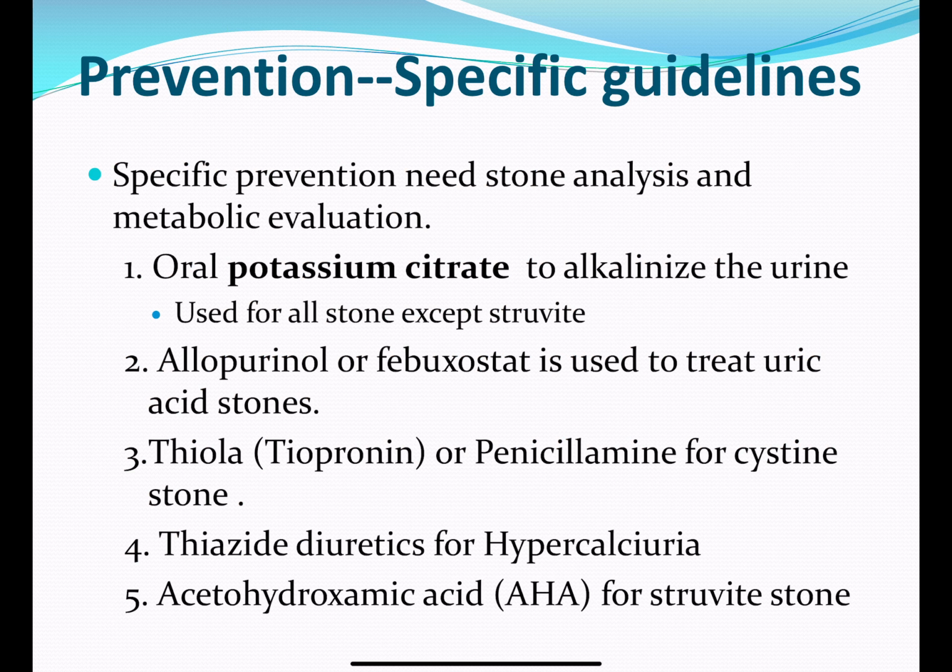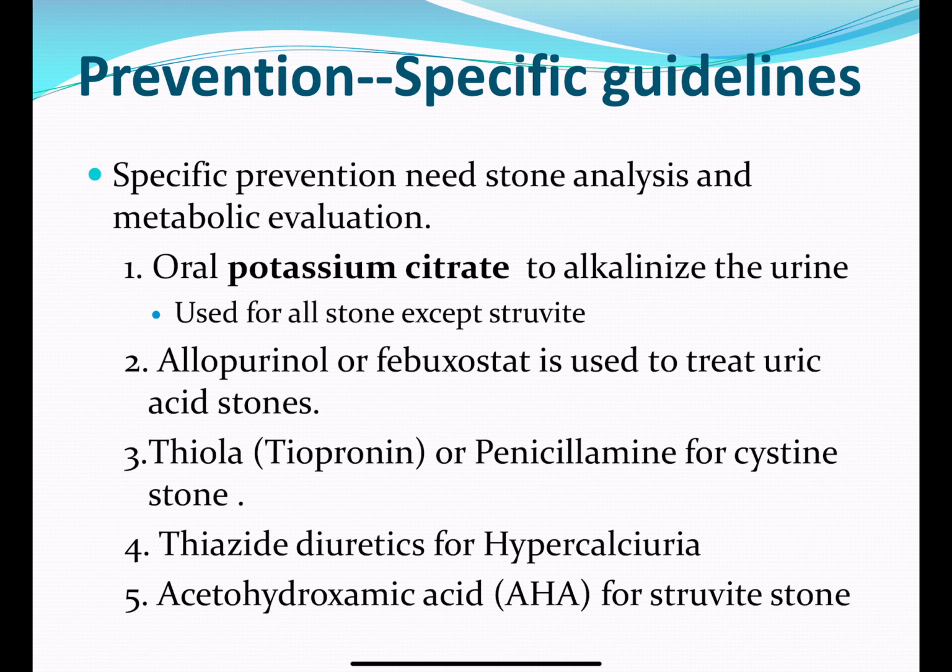But for the struvite, we don't do alkaline urine, because struvite is formed at alkaline urine. So we have to change it to acidic. How to change that? We can give ammonium chloride to convert the pH of urine from alkaline to acidic. The other drugs can also be used to make urine alkaline, like sodium bicarbonate, 1/6 sodium lactate. We can use that, but most commonly we use potassium citrate. You can use oral potassium citrate for a lot of stones.